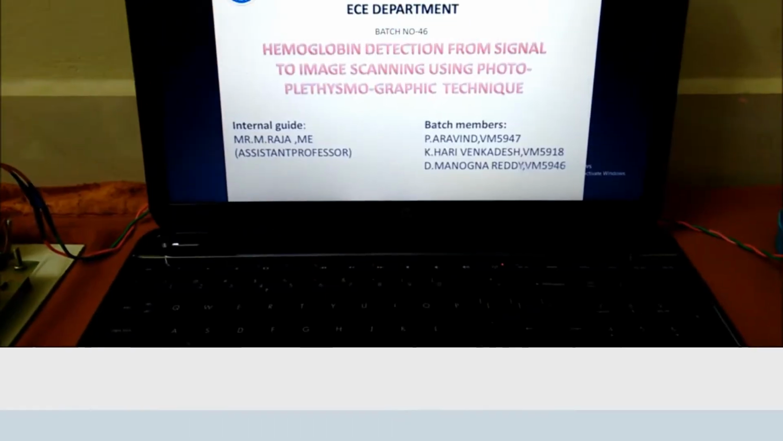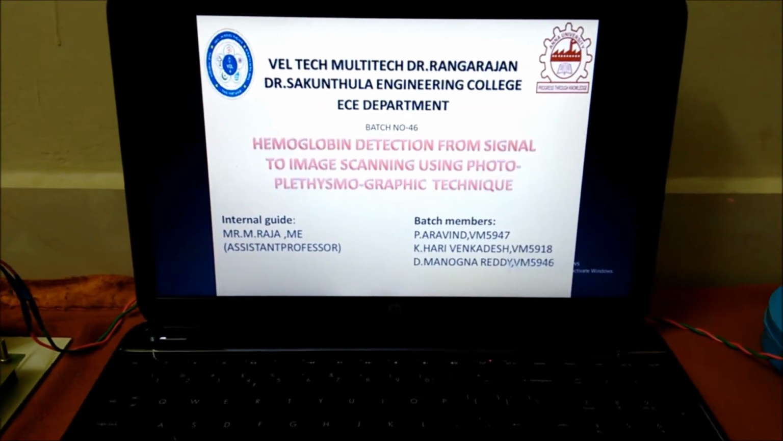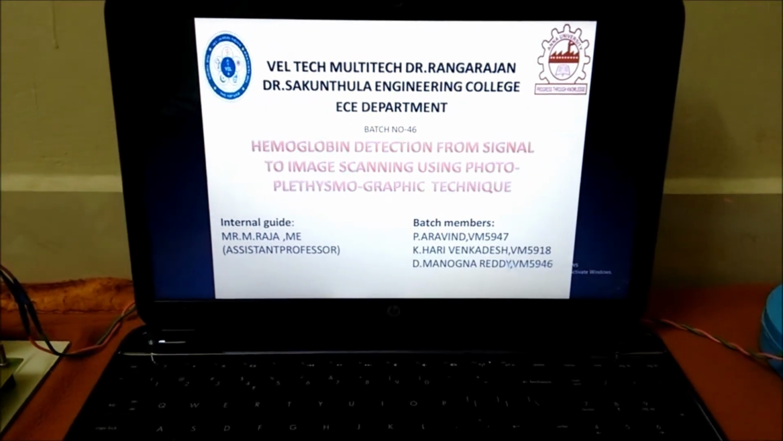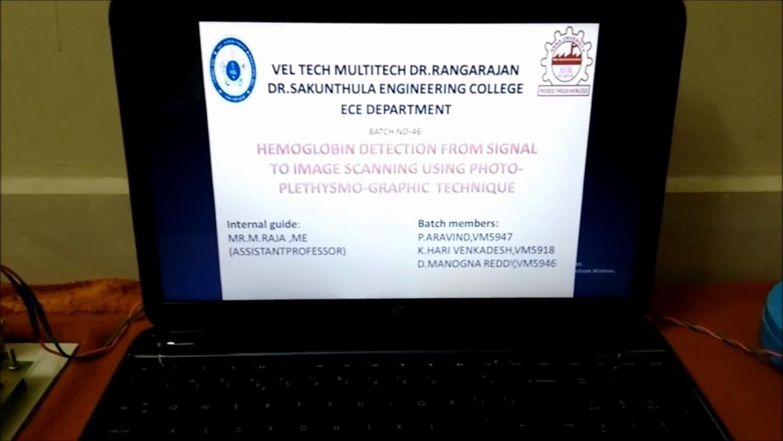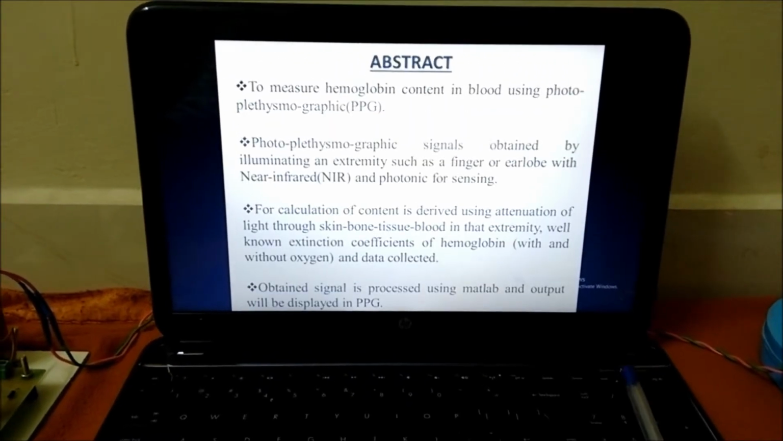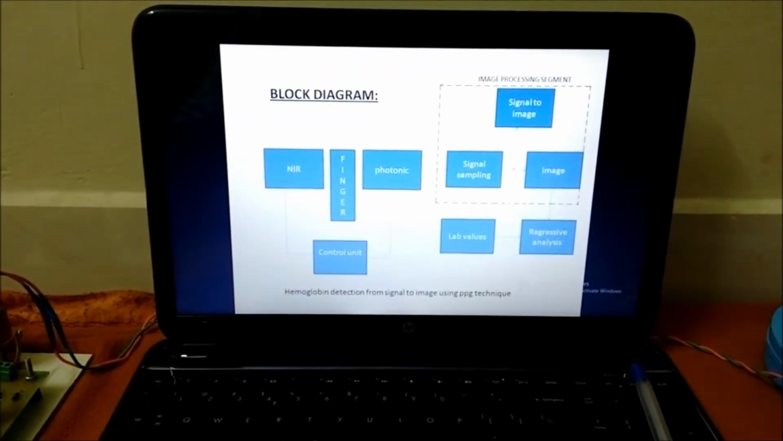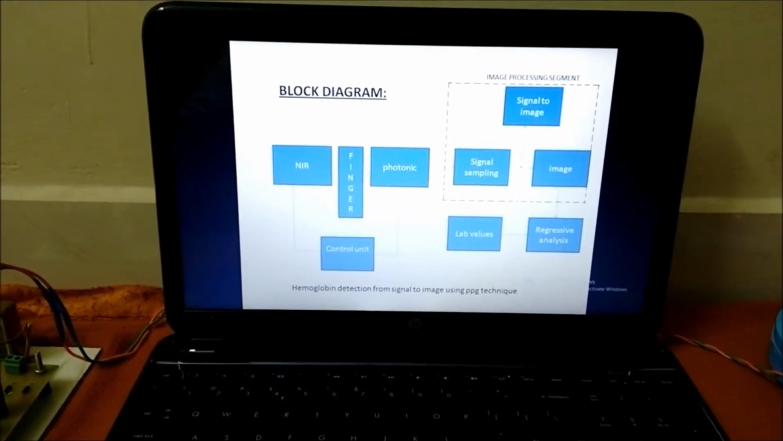The project is hemoglobin detection from signal to image scanning using a photoplethysmographic technique. Now we are going to discuss the block diagram of our system. This is the block diagram of our system.